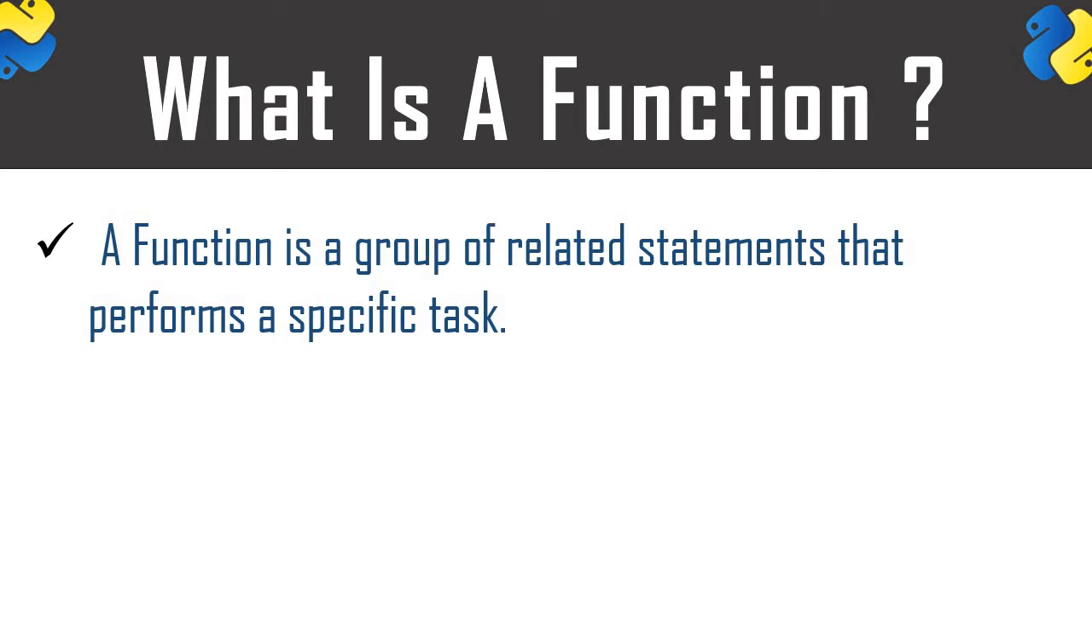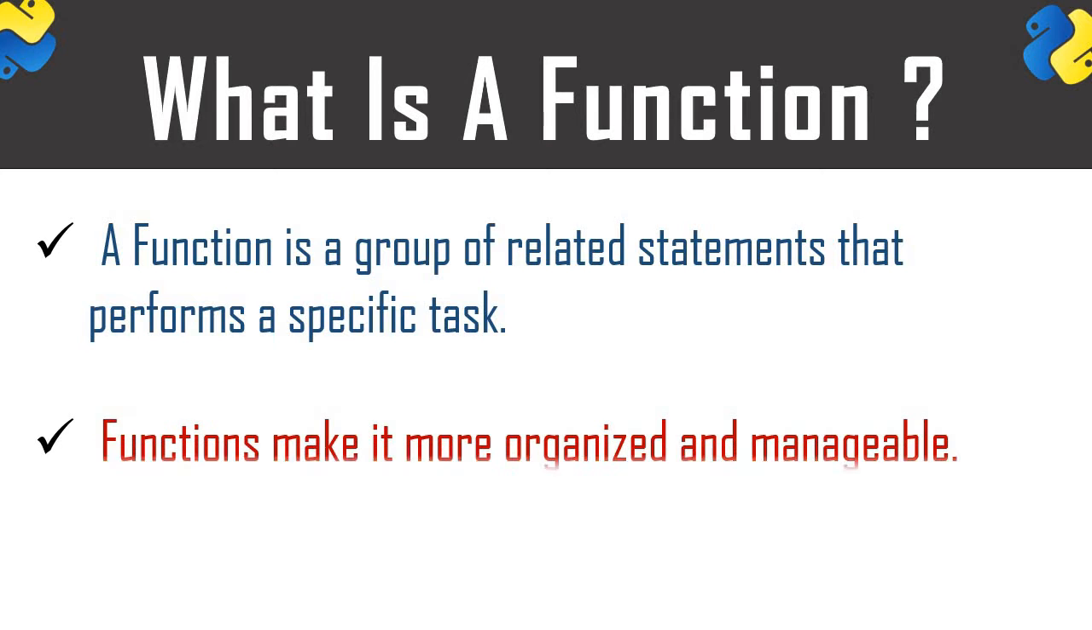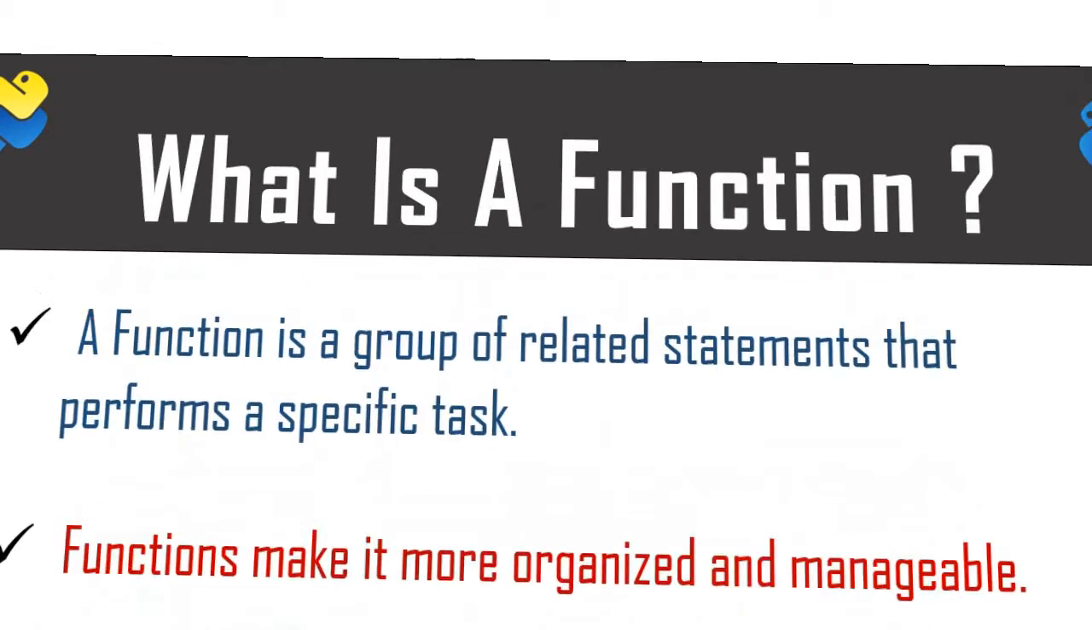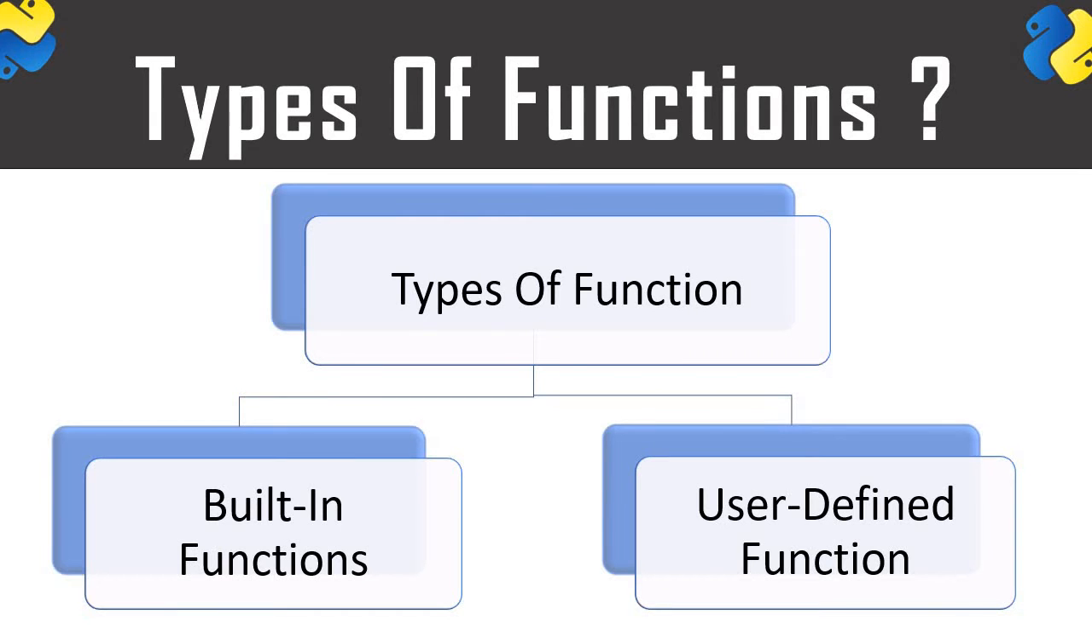So a function is a group of related statements that perform a specific task. Functions make the code more organized and manageable. It also avoids repetition and makes the code reusable. Now let's see the types of functions. We have two types of functions in Python. First are built-in functions and second are user-defined functions. A built-in function is a function which is already defined by the Python interpreter, or we can say it is already defined in the Python library.